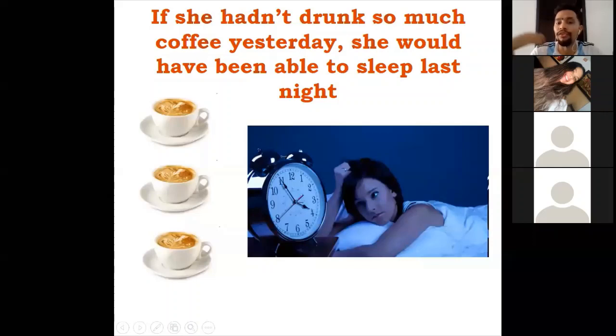You can also use another version, like the version I used with would. Like if she hadn't drunk so much coffee yesterday, she would have been able to sleep last night. Now, do you remember what the meaning of being able to is? What is the meaning of that, guys? Ser capaz. All right, so ella habría sido capaz de dormir anoche, ¿cierto? So you can use this version, or the contracted one, could have. She could have slept last night, right? So the one you like is fine.